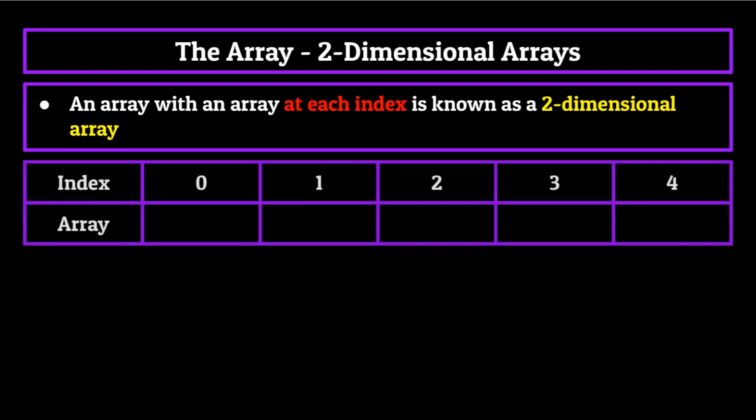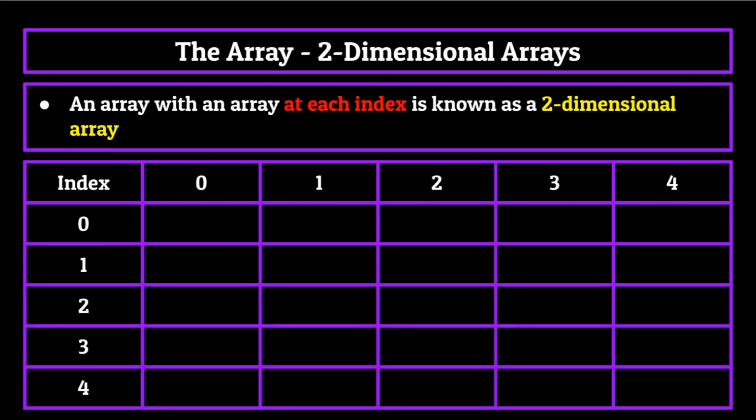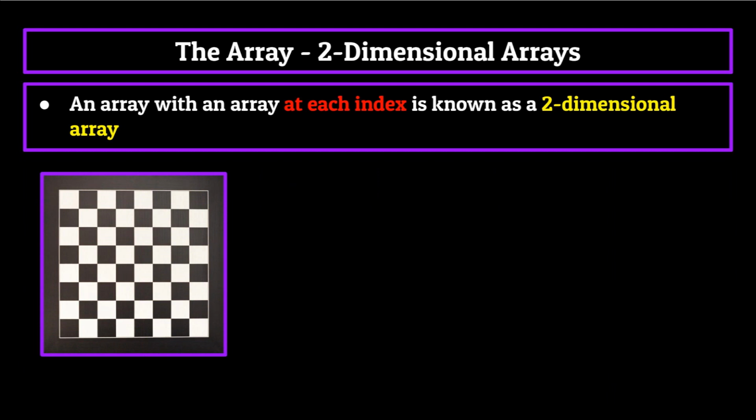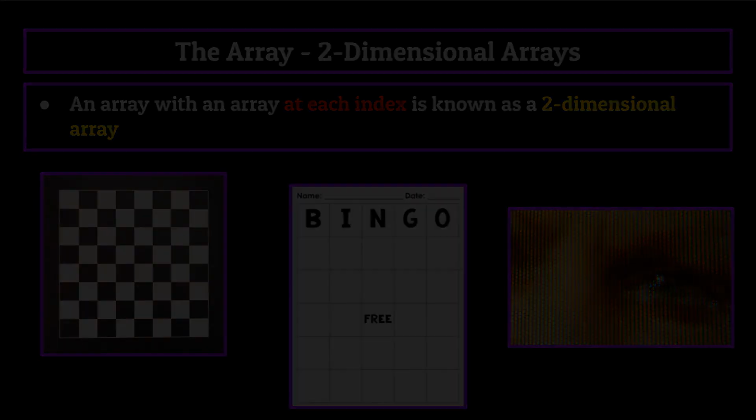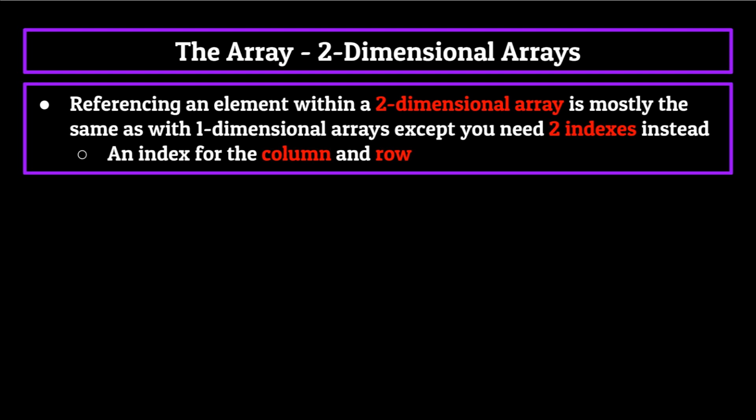It's similar to any other array, except for the fact that instead of, say, an integer at each element of the array, we have another array with its own size and indexes. Two-dimensional arrays are useful for a variety of purposes, such as if you were programming, say, a chessboard, a bingo board, or even an image, where each element in the 2D array contains an RGB value, which, when combined, creates an image.